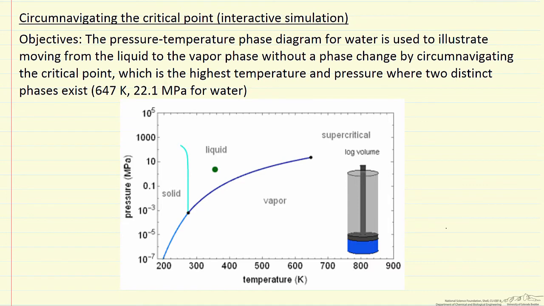I'm going to describe on a pressure temperature phase diagram, and this is for water, how we can go from a liquid phase to a vapor phase without exhibiting a phase change by circumnavigating the critical point, which is this point here. It is the highest temperature and pressure where we can have two distinct phases that exist in equilibrium, so two phases coexisting, given the values of the critical point for water.